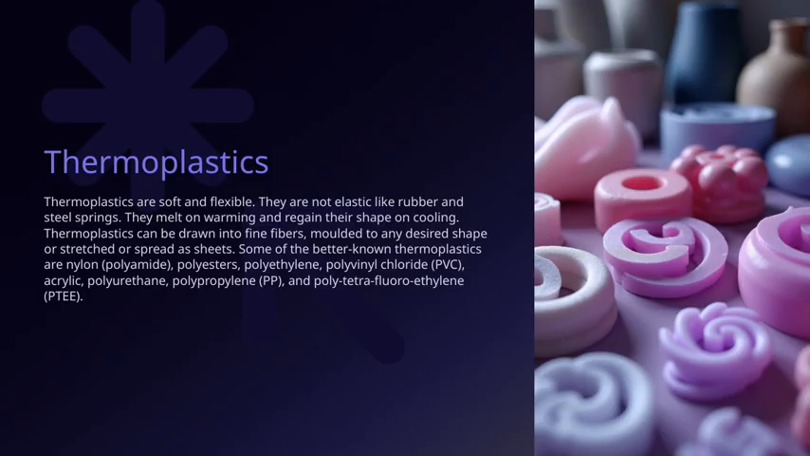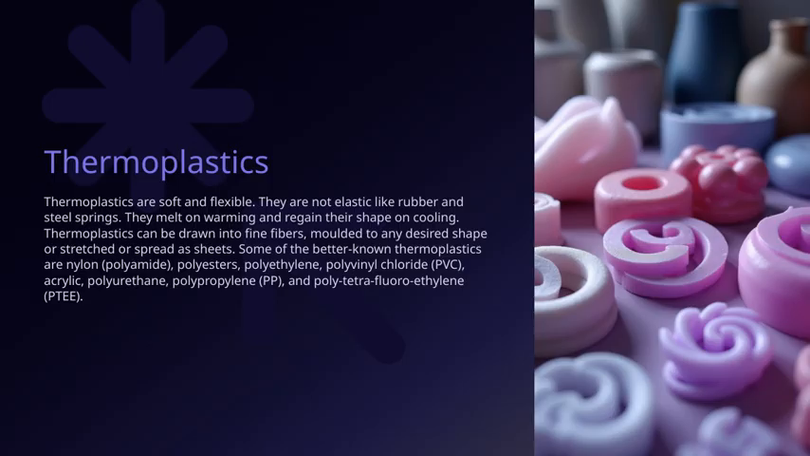These materials are characterized by their softness and flexibility, which makes them quite versatile. Unlike rubber or steel springs, they are not elastic, so they don't bounce back in the same way, but they do have a unique ability to melt when heated and then regain their shape upon cooling. This property allows us to reshape them repeatedly without degrading their quality. Thermoplastics can be drawn into very fine fibers, which is useful in textile and fiber production. They can also be molded into virtually any shape you can imagine, making them highly adaptable for different manufacturing processes. Additionally, they can be stretched or spread into sheets, depending on the application.